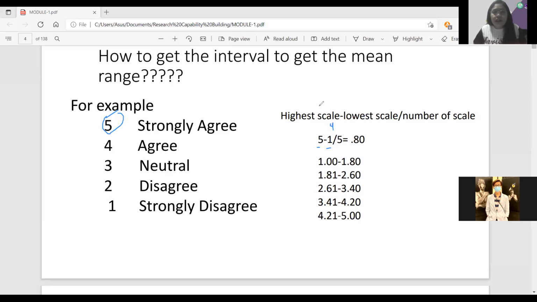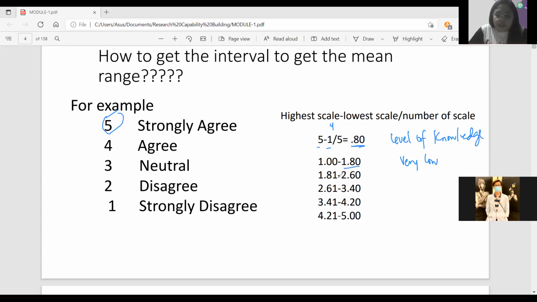So when we tally the scores of your respondents, you will group them. Starting from 1, 1 plus 0.80, which is the interval. So you have here 1 to 1.80. So for example, we are talking about the level of knowledge. If their score is 1 to 1.80, you may interpret this as very low. Very low is their knowledge.